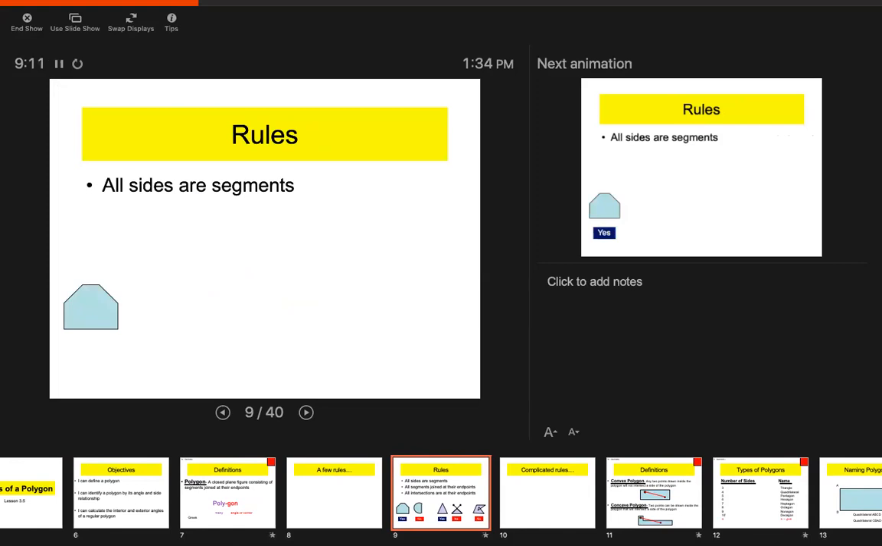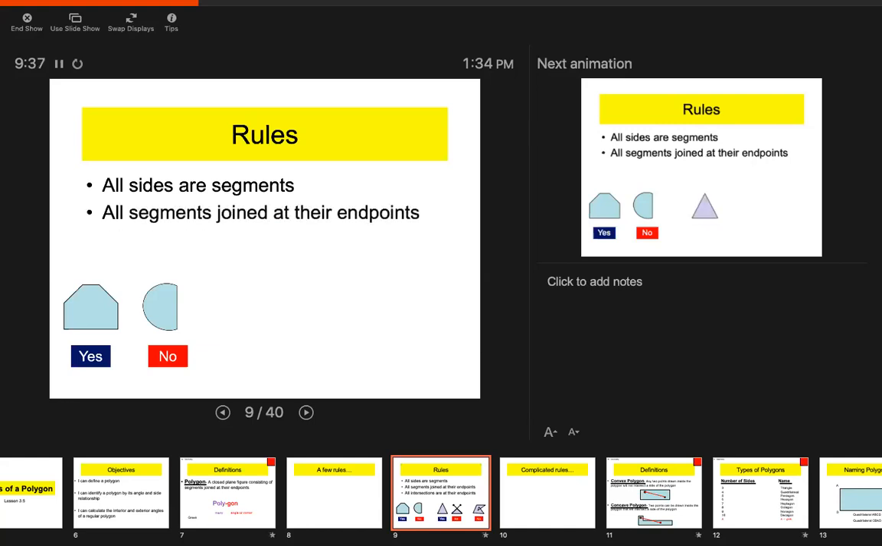So polygon, yes or no? Yes. Okay. Polygon, no. We will get this shape. We call this a sector. I forget what chapter it is, chapter 11, 12, something like that. And we will calculate the area of that too. And by the way, it's not a semicircle, right? This is a bit more than a semicircle. We'll be able to calculate the area of a sector of any circle, but it's not a polygon. The segments must be joined at their endpoints. So polygon, yes. Polygon, no. Why not?